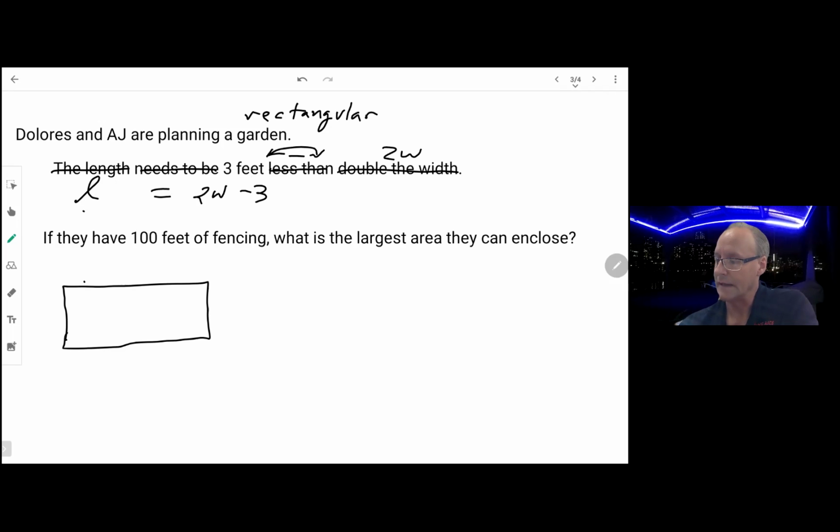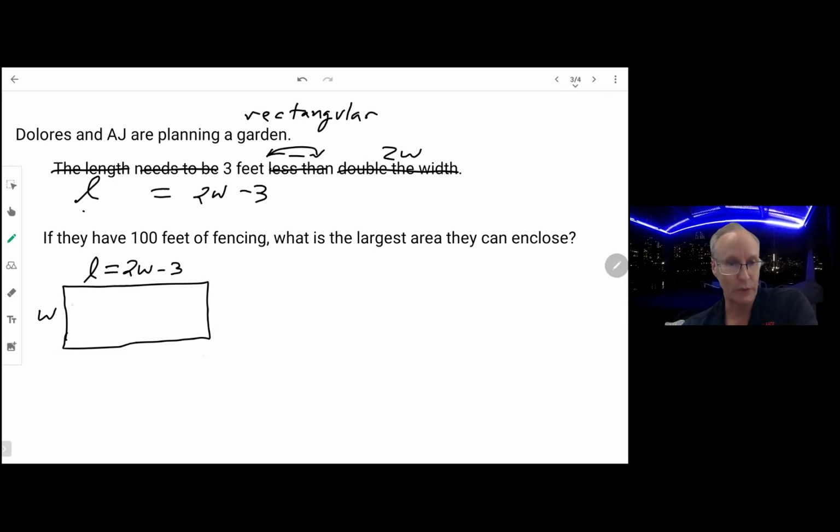Now, I'm going to label my diagram. Length is 2W minus 3. The width is just W. And it says we have 100 feet of fencing. Well, we have to recognize that we're talking about a total amount of fence, and it goes around the garden. Well, this is called the perimeter.